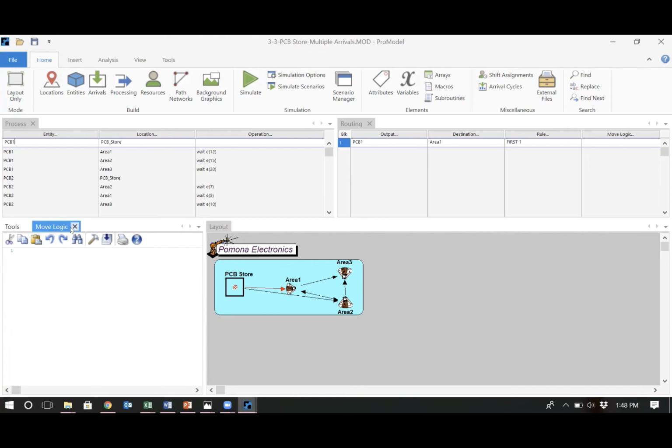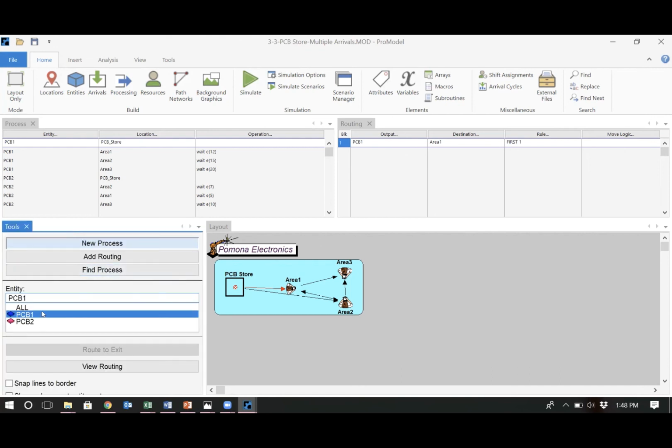For the processes, it's easy. If I were you, I would just pick PCB1 entity and use the click method, go from PCB store to area 1 and then area 2 and then area 3 and then leave the system. For PCB2, go from PCB store to area 2 and then 1 and then 3 and then leave the system. And we put the processing times for each one of them. I gave you the processing times, and make sure the keyword wait is there. Otherwise you would get an error.